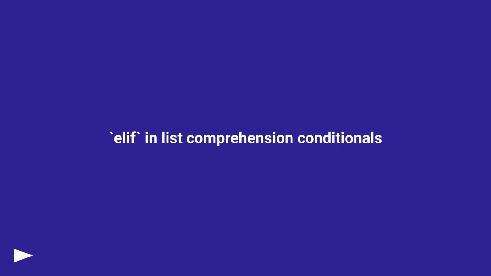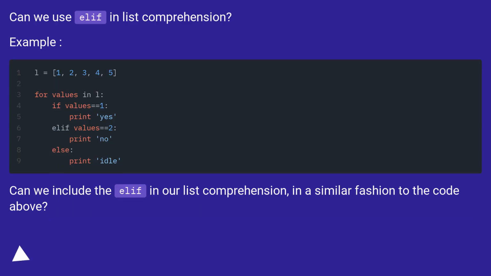elif and list comprehension conditionals. Can we use elif in list comprehension? Example. Can we include the elif in our list comprehension, in a similar fashion to the code above?